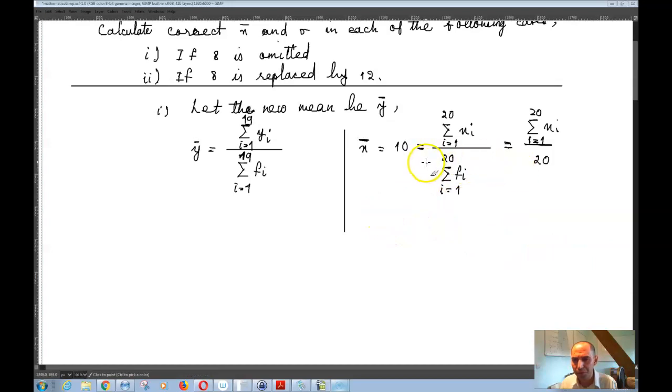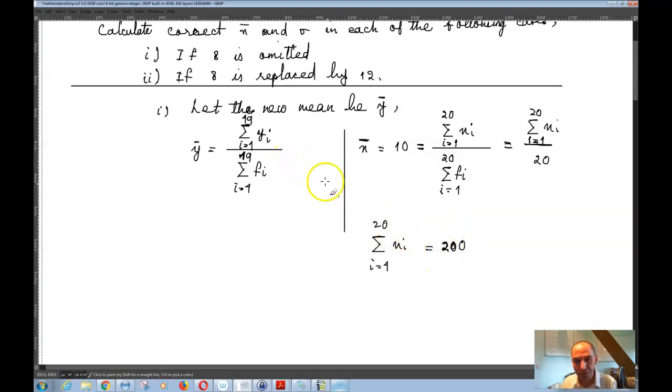So you can say that basically sigma X of I as I goes from 1 to 20 is equal to 20 times 10, which is equal to 200. So I know that sigma X of I as I goes from 1 to 20 is equal to 200.